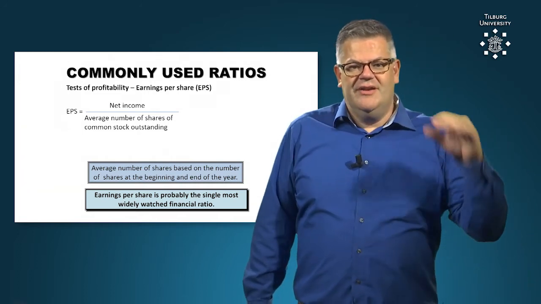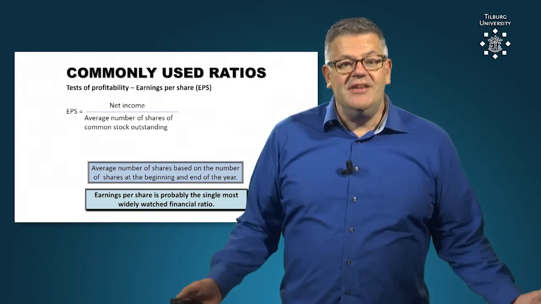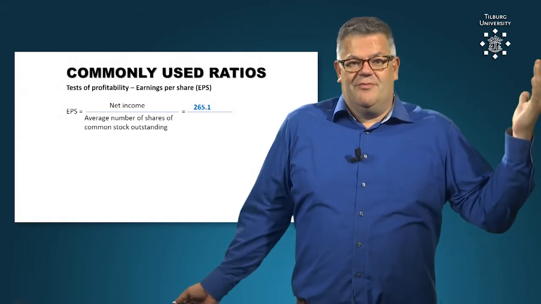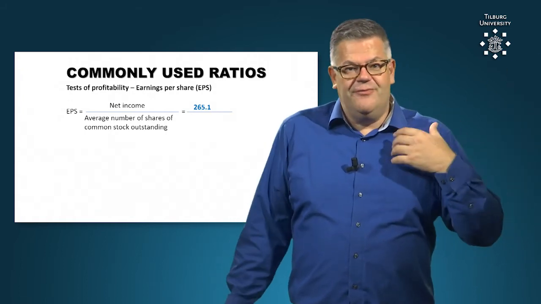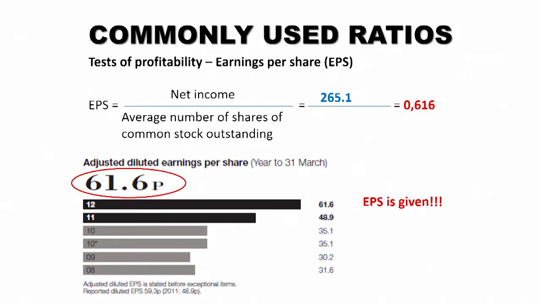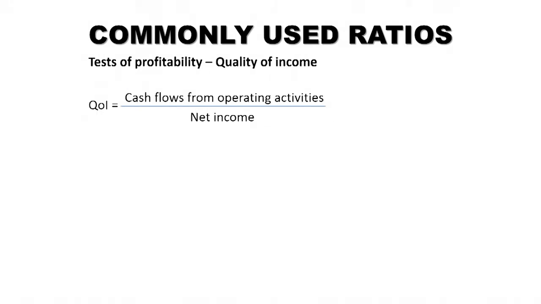Earnings per share, the most widely watched financial ratio because it's disclosed in the financial report. The net income is not that difficult, but the average number of shares was difficult for me to find. But I went through the annual report and finally I found the graph. And in the graph the EPS was given. So what I could do is net income divided by a certain EPS, so then I could easily calculate the number of stocks outstanding.